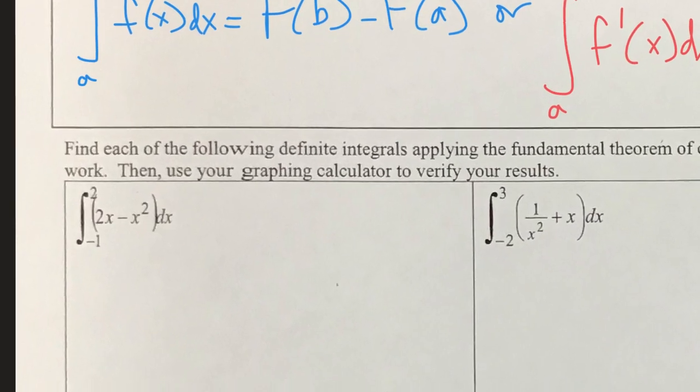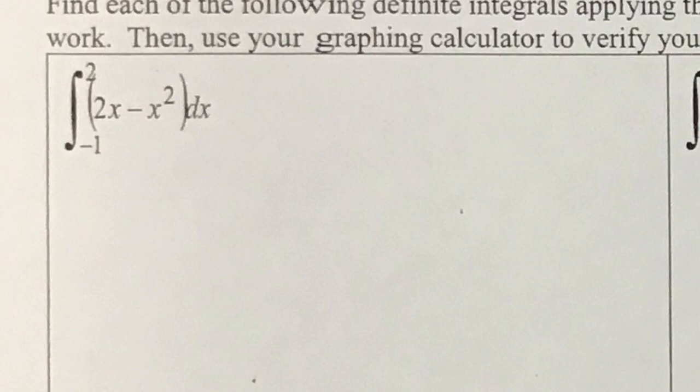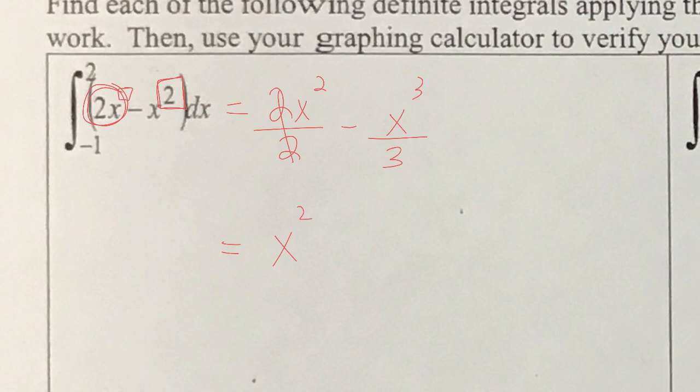So using the fundamental theorem requires us to take an antiderivative. If we're evaluating the integral from -1 to 2 of 2x minus x squared dx, the antiderivative of 2x is 2 times x to the second power over 2, because we add 1 to the existing power, so 1 plus 1 is 2, minus x to the third power, because once again we add 1 to the existing power and divide by that power. We can simplify a bit: 2 divided by 2 is just 1, so x squared minus x cubed divided by 3.